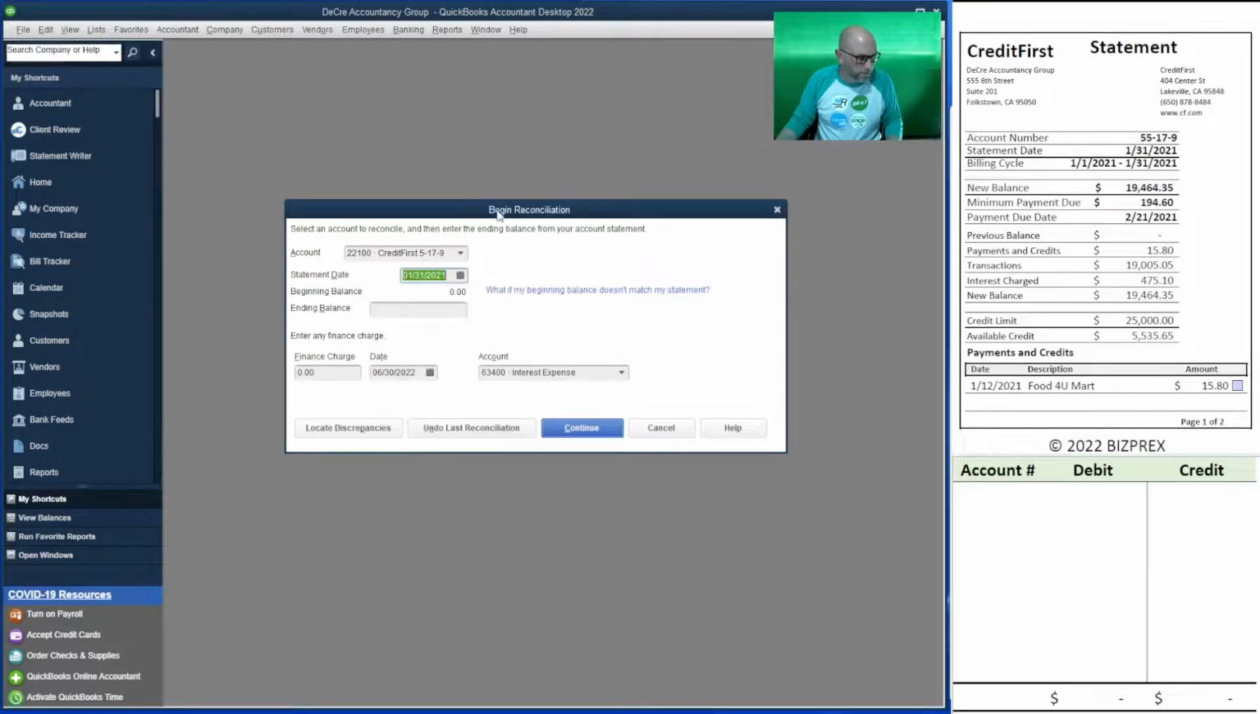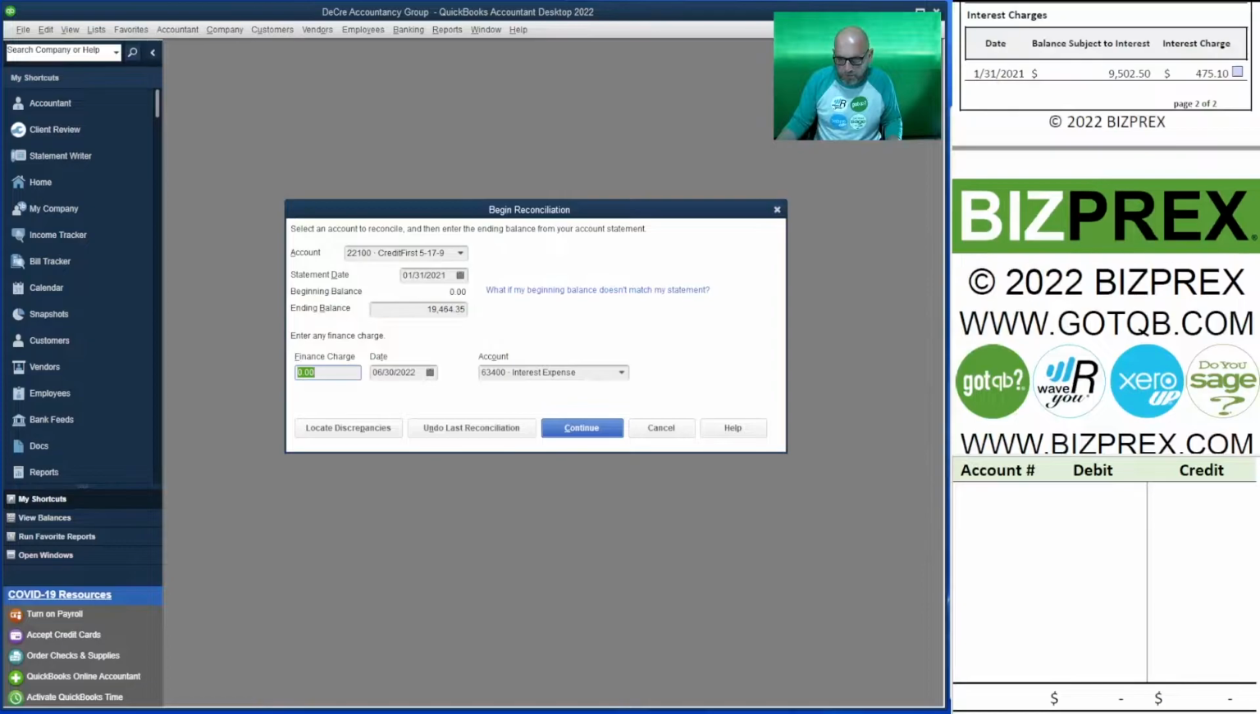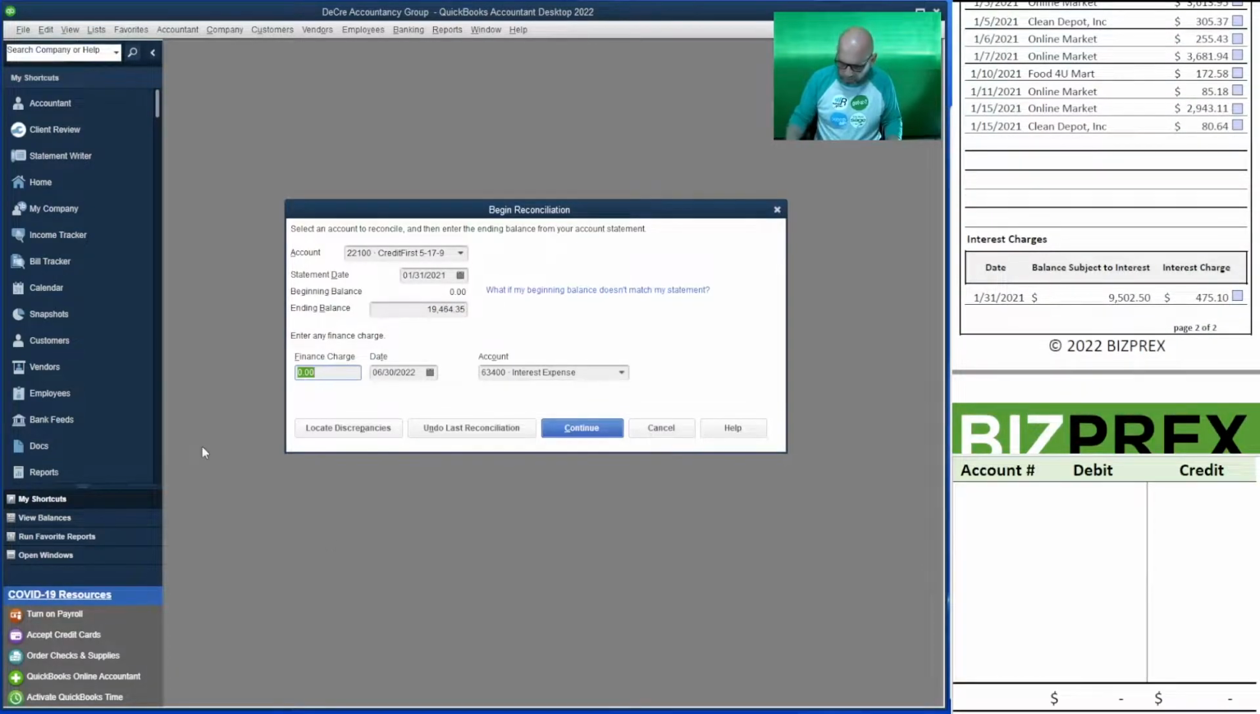Here it is, January. Ending balance: 19,464.35. We bought quite a bit of items. Finance charge, do we have it? Here it is, $475.10. Let's make sure we reflect the correct date. All right, and then it's an interest expense, correct. So let's see this one. Once we complete the reconciliation, this transaction will be booked and we will not revisit it.